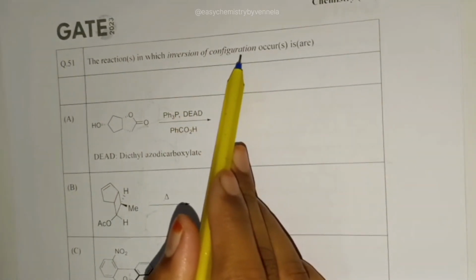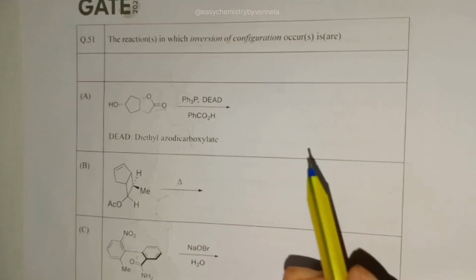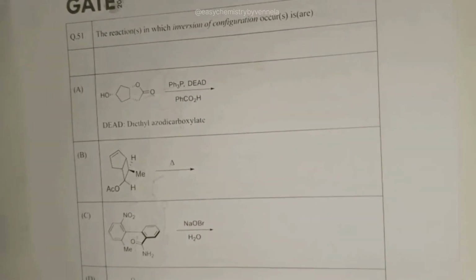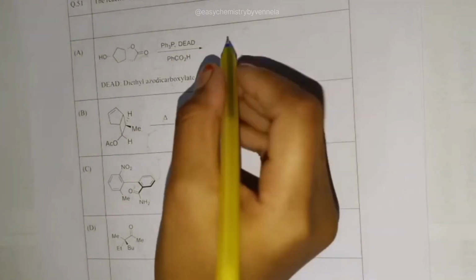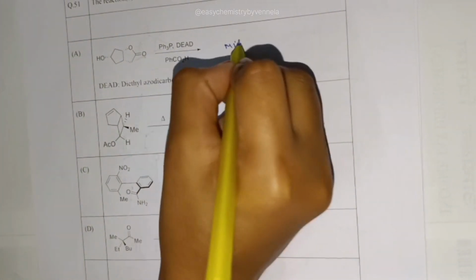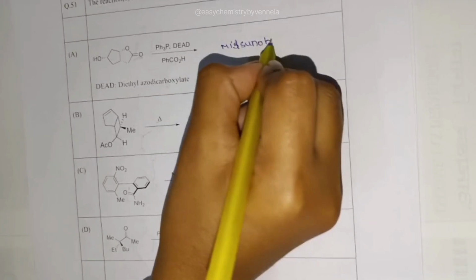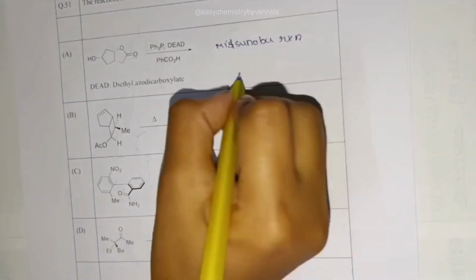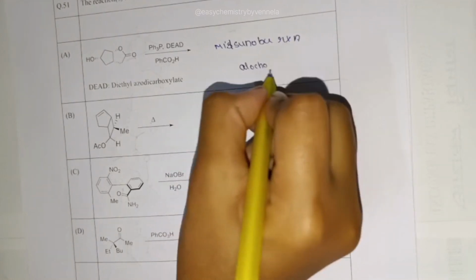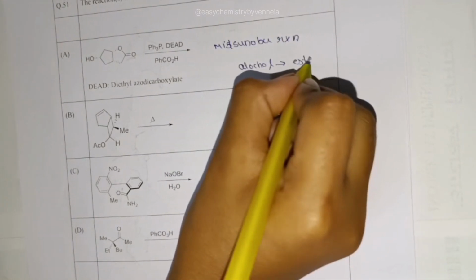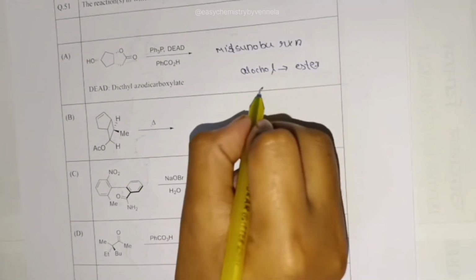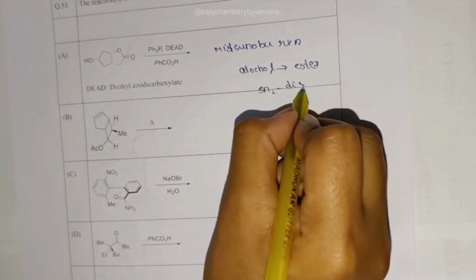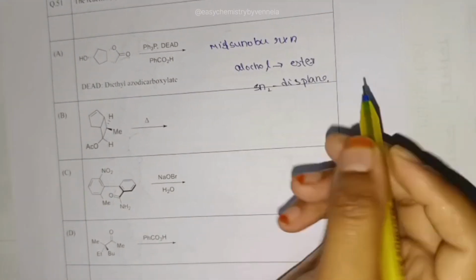The reaction in which inversion of configuration occurs. In these four options, in which will inversion of configuration occur? So the first one is a Mitsunobu reaction. It can convert alcohol into esters. An SN2 displacement reaction will take place. So this is correct.